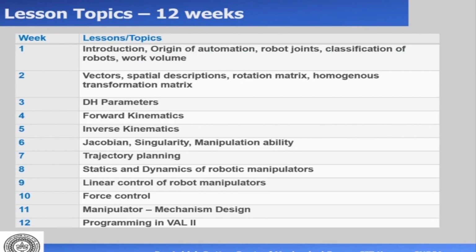Then we have Jacobian, singularity and manipulability in week 6, trajectory planning in week 7, and that will be followed by statics and dynamics of robot manipulators in week 8, and then linear control of robot manipulators in week 9. Force control is week 10, and then week 11 is manipulator mechanisms design, and week 12 is robot programming in VAL2. So VAL2 is the language which is used for programming most of the industrial robots today. So this is the basic outline.